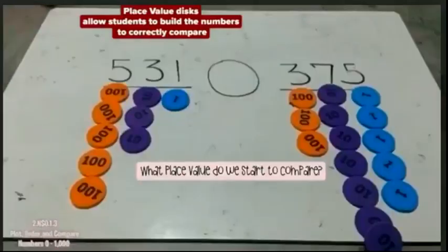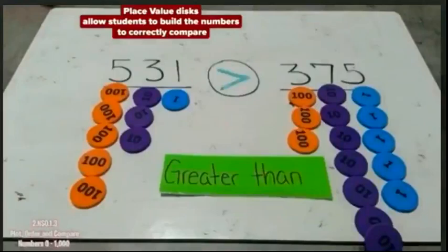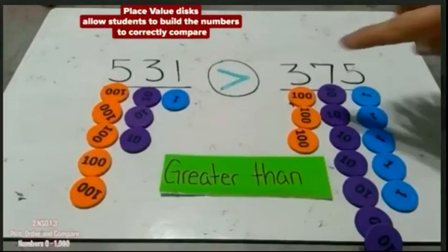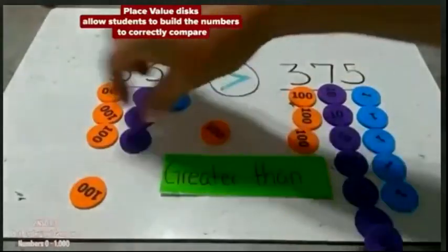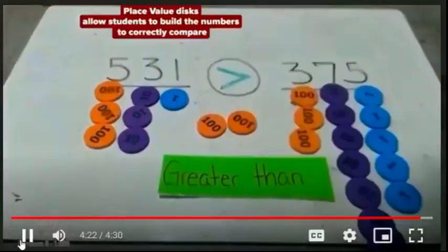Using place value discs still for students that need to build numbers would allow for more practice with the greater than and less than if they need to justify their thinking. You can also have a discussion of how much greater is 531 than 375. Students can easily see what these two numbers have in common in the hundreds place, so we can say that this number is 200 greater.